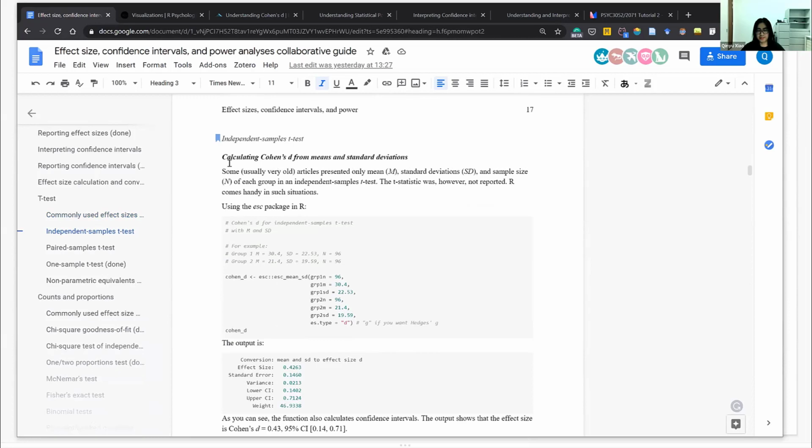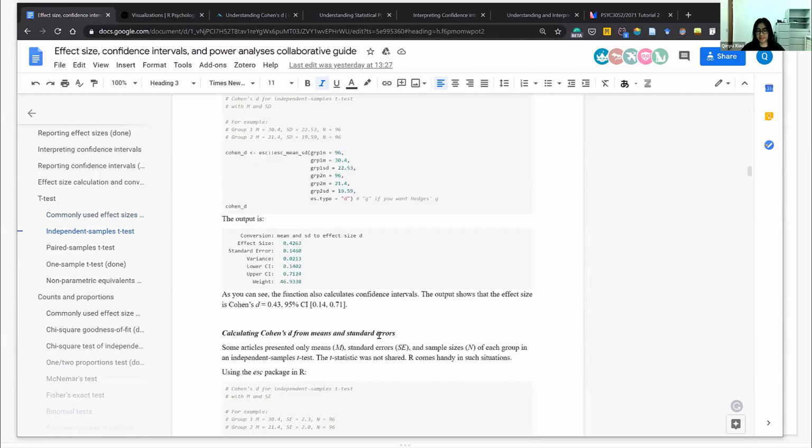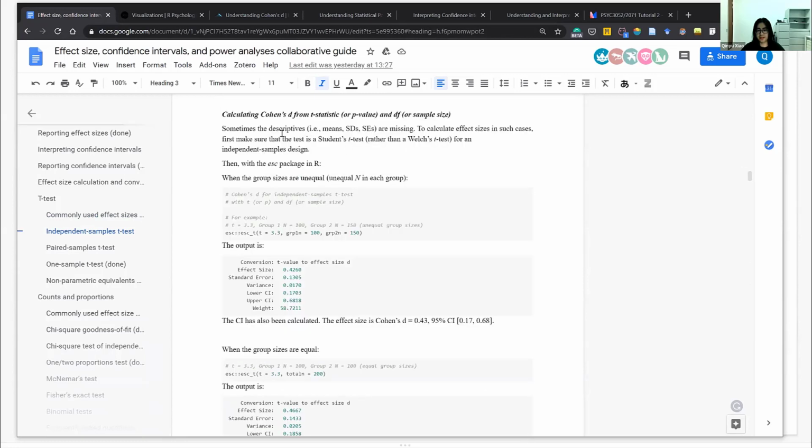As you can see here, we can calculate Cohen's d from means and standard deviations. We can calculate d from means and standard errors, and depending on what you have, you have many options to do the calculations.